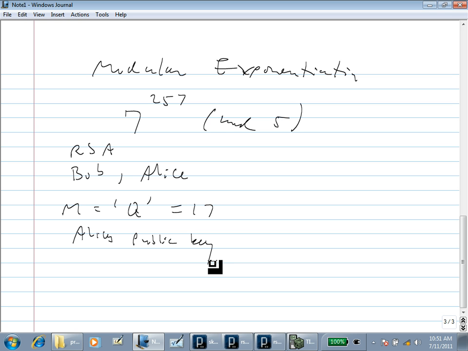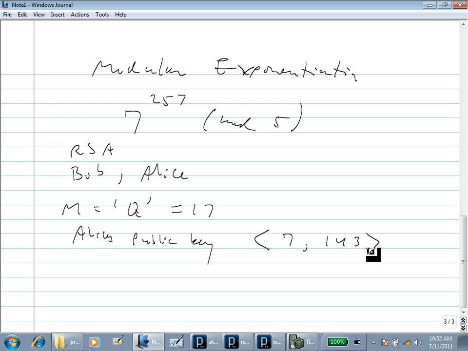So Alice's public key in this case is a sequence of 2 numbers, 7, 143. Alice created this, and I'm going to teach you how she would have come up with this public key. And she tells Bob, listen, here's what you do. Here's how you encrypt. And everyone actually knows Alice's public key. That's why it's public. So even Eve the eavesdropper knows Alice's public key.